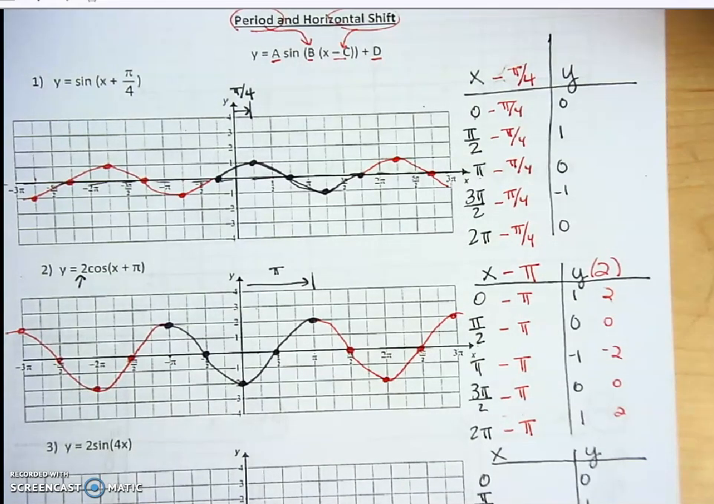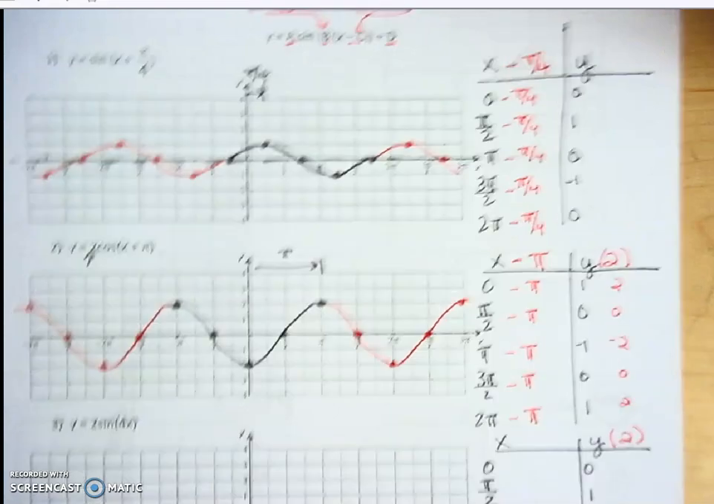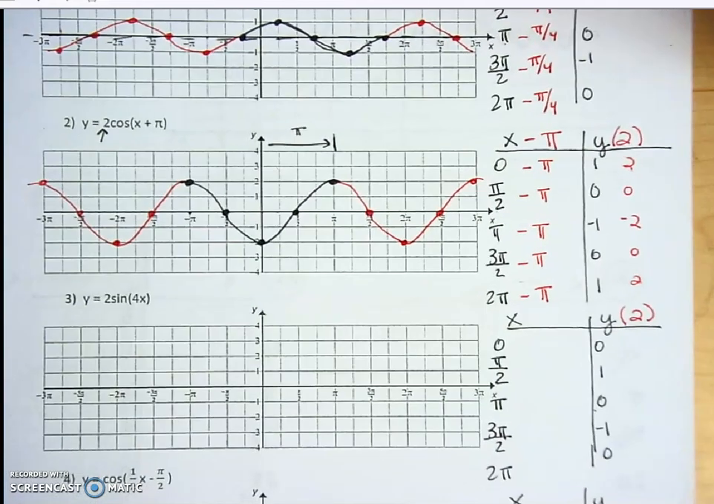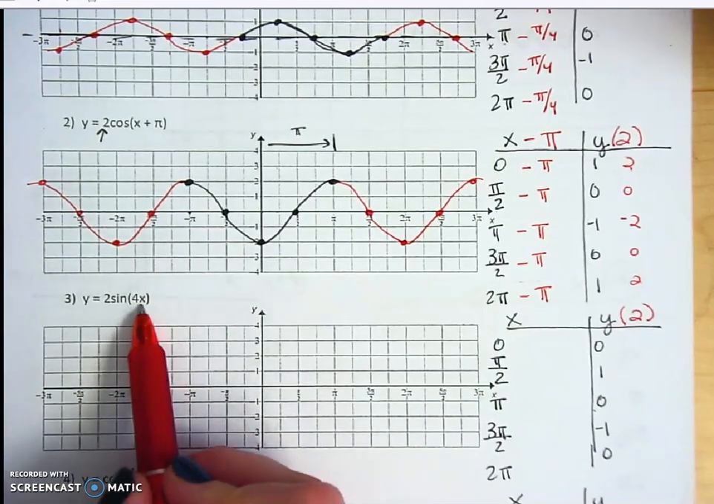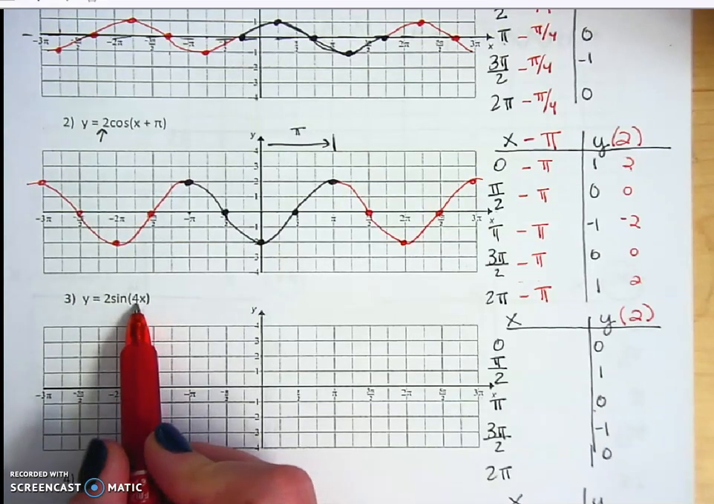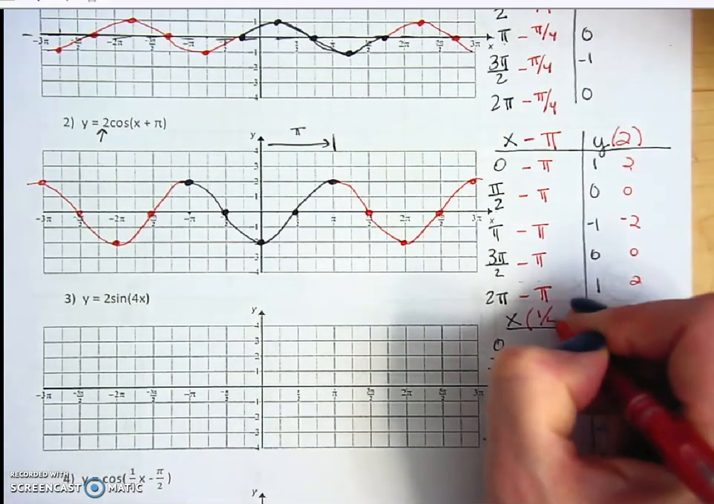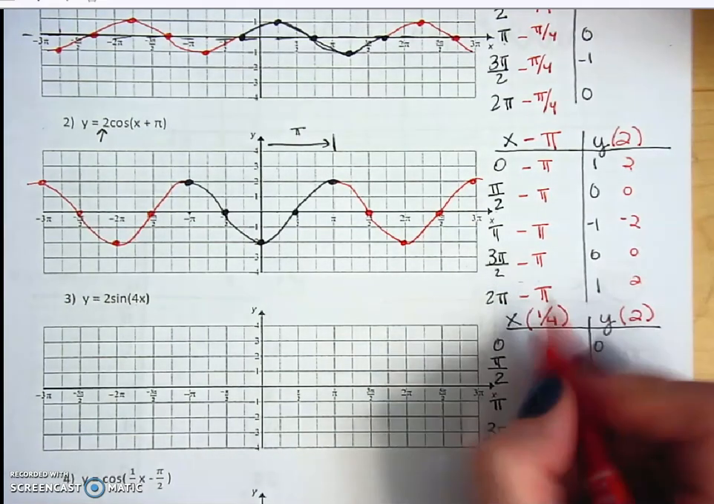Now, what's different on 3, we still have an a value up front. That 2 means we're going to take all our y values and multiply by 2. And this time inside with the x, I have times 4. Well, everything that's grouped with x in the parentheses, we're going to be doing the inverse. So the inverse of multiply by 4 is divide by 4, which in other words, multiply by 1/4.